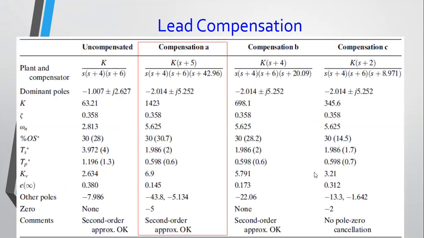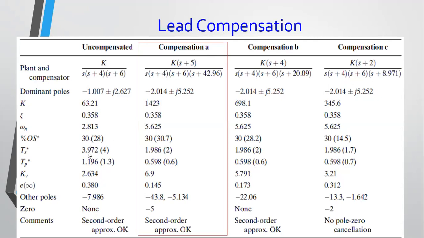So this table here is a summary of what you've done, but also considering other points where you could have put your zeros. We arbitrarily set it at minus 5. Remember, we are just checking here what happens if it was minus 4 and minus 2. So this is your system without any compensation. This is your dominant poles obtained by the intersection of the root locus with your damping ratio line at 0.358, as we computed with the 30% overshoot.